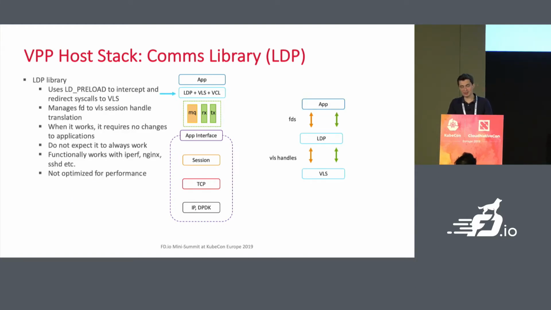And finally, this brings us to the next shim layer, which is LDP. Now, for those situations when an application cannot be changed, or changing it is deemed too difficult, we have the LDP shim. This one uses LD preload to intercept syscalls that should be executed in the kernel, re-injects them into VLS. Previously, this was going into VCL, so now it goes into the locking layer.